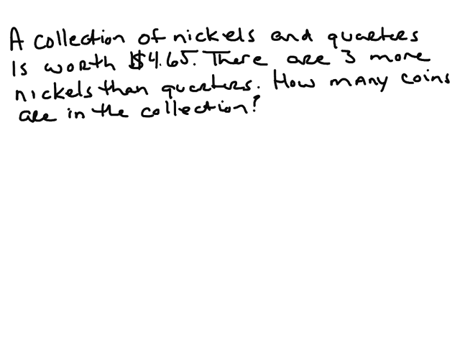So here we go. A collection of nickels and quarters is worth $4.65. There are 3 more nickels than there are quarters. How many coins are in the collection? So again, let me read that again. A collection of nickels and quarters is worth $4.65. There are 3 more nickels than quarters. How many coins are in this collection?